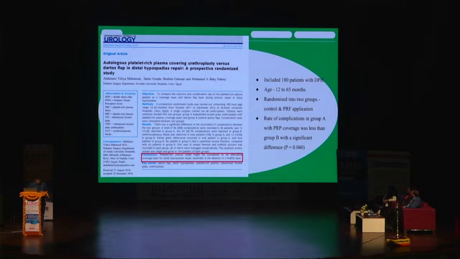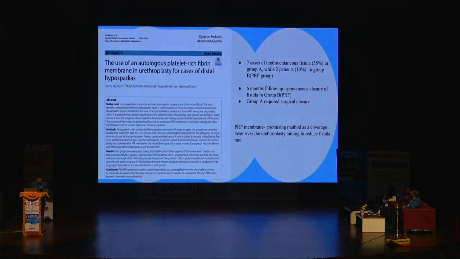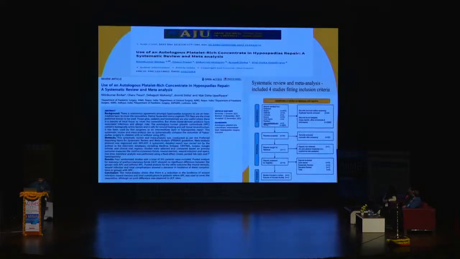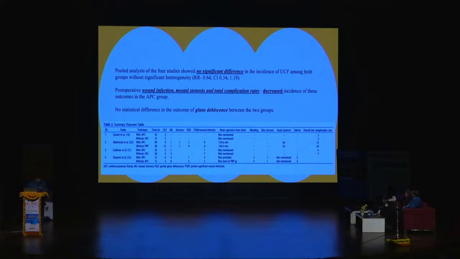This paper again came from Egypt in 2018, and it showed the benefits of PRP in patients with hypospadias for tip repair. Again, this was a single case report which had shown the use of PRP. So there was a need to review the actual results. A systematic analysis was done by an Indian group on the use of platelet-rich concentrates in hypospadias repair. Of all the studies, they found 4 studies eligible for the criteria, and they were included. The result was that there was no significant difference in the fistula rate, however there was a significant difference in other complications like wound infection, meatal stenosis, and total complication rate, showing benefits towards the PRF group.